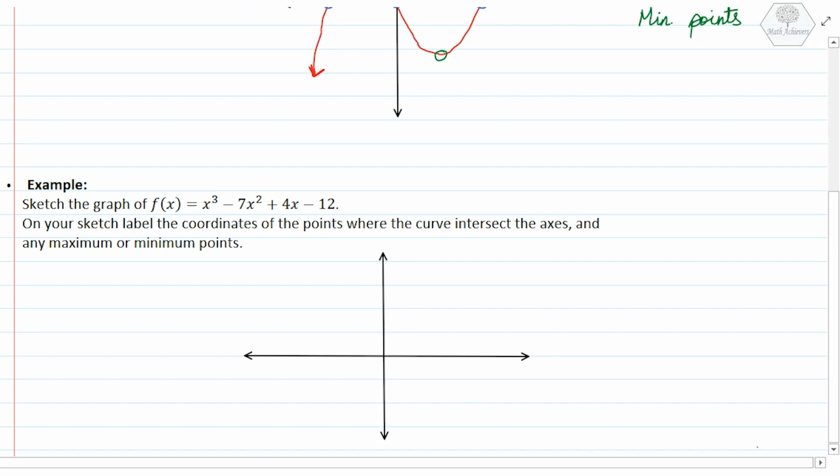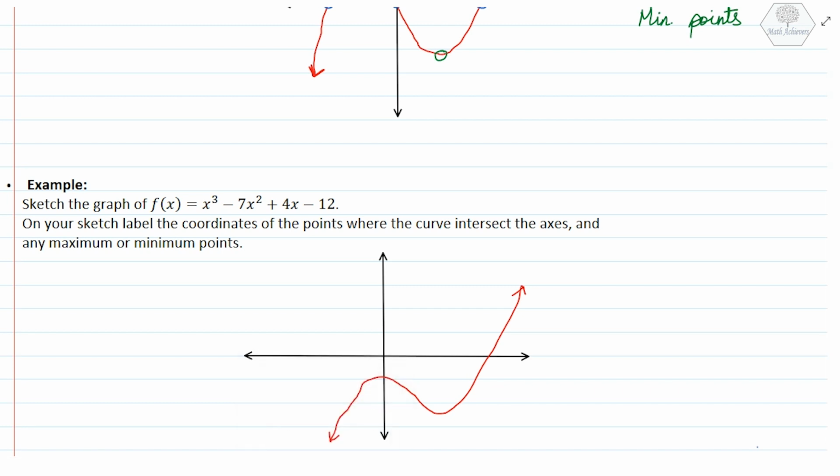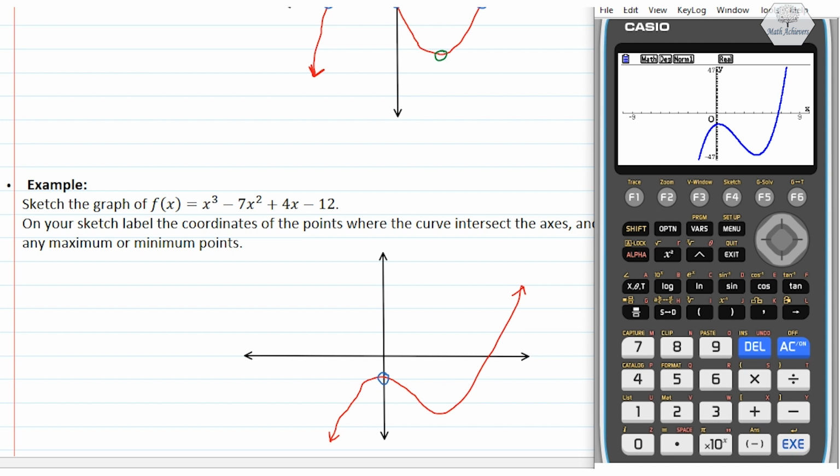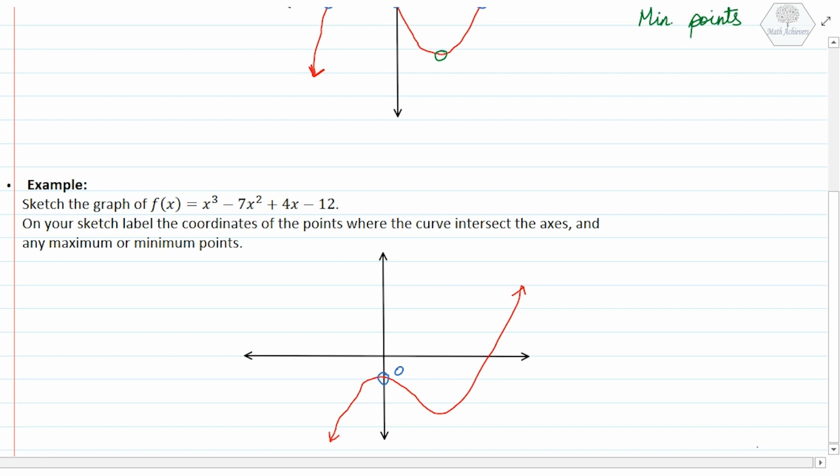So this is the shape of my graph. I need to find the coordinate of the y-intercept. I go to my graphical display calculator, Shift G solve, and I press on the y-intercept. So the coordinate is 0 with negative 12. The coordinate of the y-intercept is 0 with negative 12.